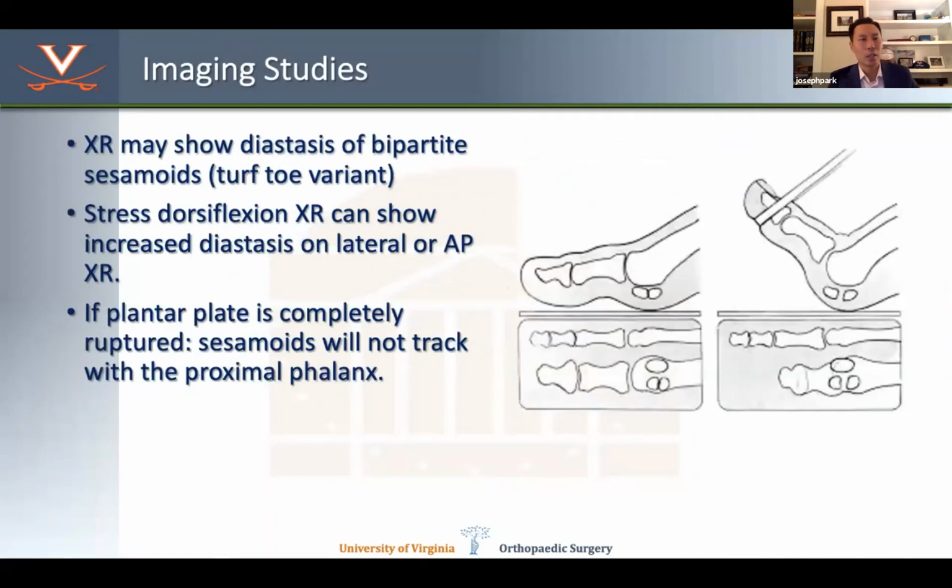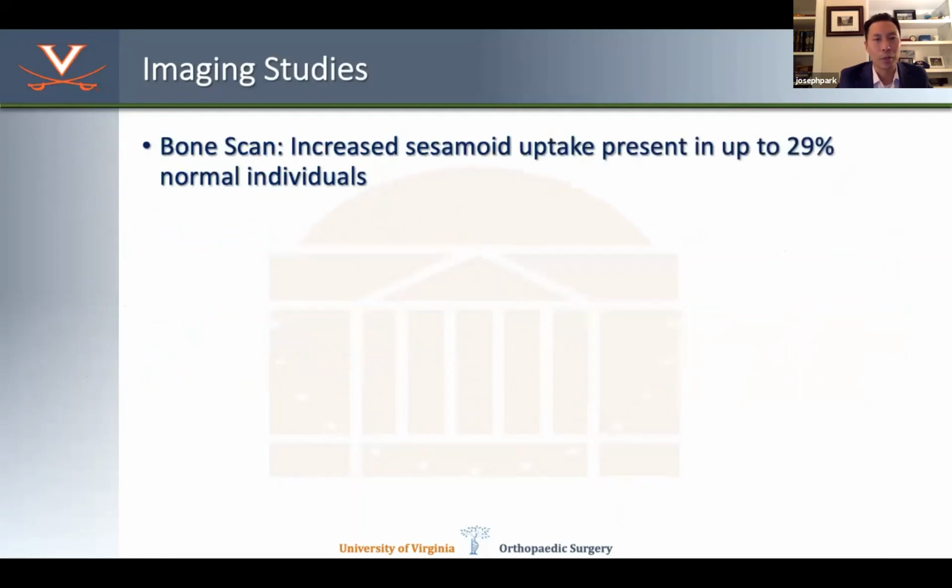X-rays may show diastasis of a bipartite sesamoid. I know many of you have seen what that X-ray can look like. But a stress dorsiflexion X-ray can show increased diastasis on a lateral or AP X-ray. In a non-bipartite sesamoid, if the plantar plate is completely ruptured, as you dorsiflex the toe, the sesamoid will not travel with the phalanx and will remain proximal to the MTP joint. And I'll show you a picture of that too.